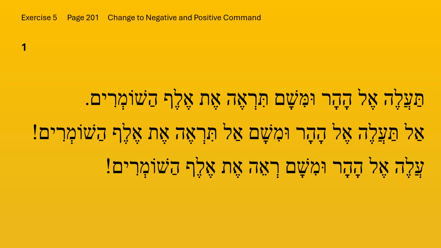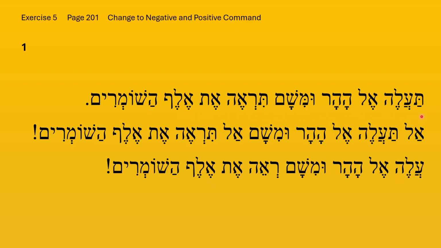And let's start with exercise 5 for chapter 19, page 201. This one, they give you the first sentence, and you are to change it to a negative and then a positive command form. So that's what we'll be looking at here, as it's already done. But let's go ahead and read the Hebrew, and then we'll translate it.